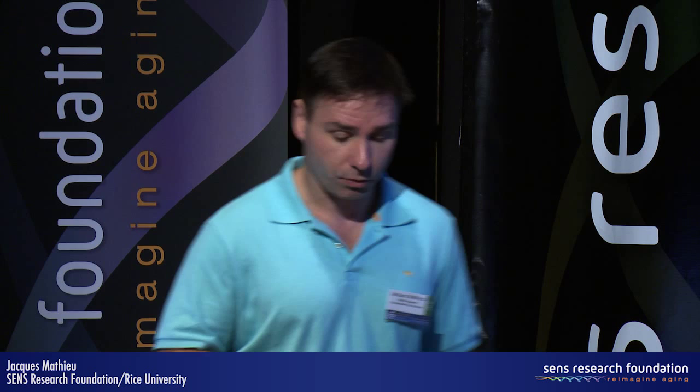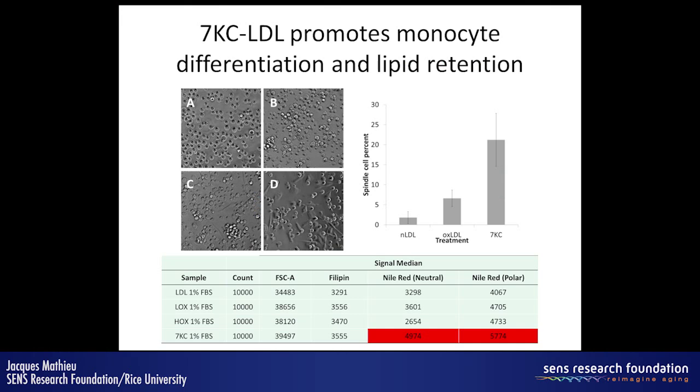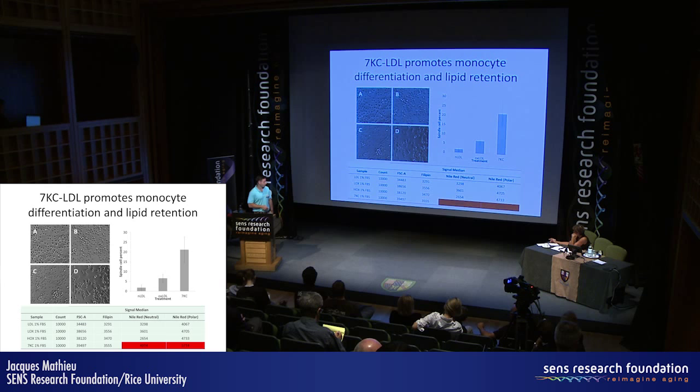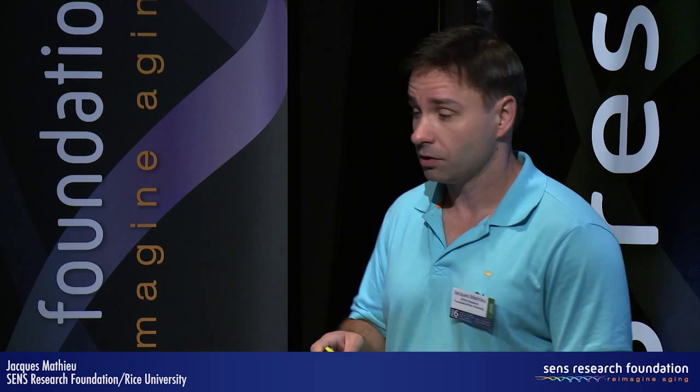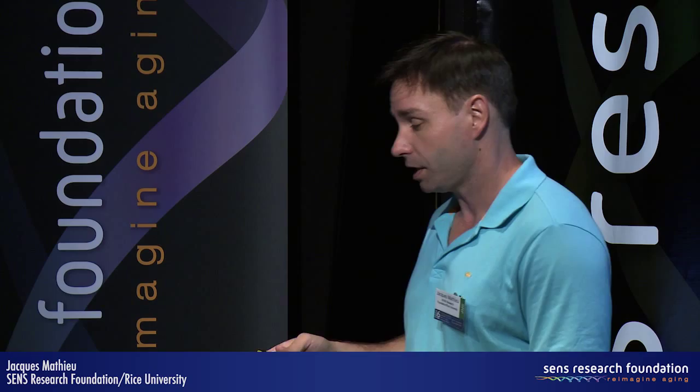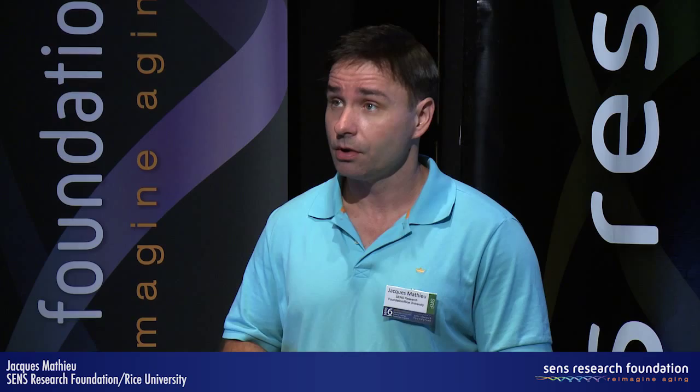We also looked at the effect using Nile red staining and flow cytometry. We looked at the lipid distribution in these cells, and we see that 7KC-loaded cells accumulate much higher levels of neutral lipid and polar lipid than heavily oxidized LDL, lightly oxidized, or regular LDL-treated cells. So knowing some of these effects on how 7KC LDL may accelerate foam cell formation by increasing differentiation and increasing lipid retention, we decided to think about what treatments we could use on these cells to actually help clear 7KC and see if we could reverse these effects.